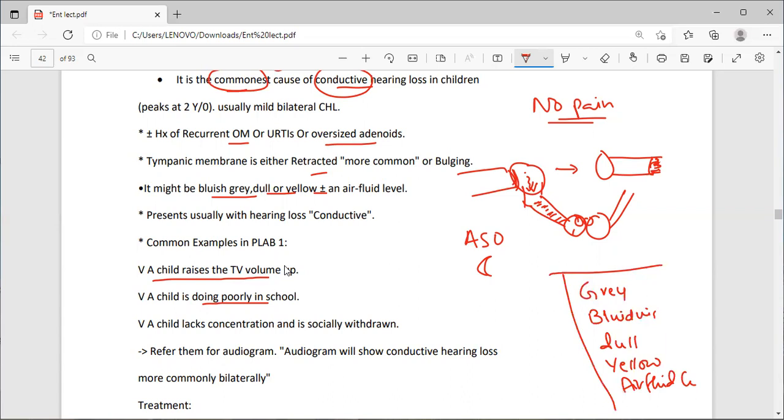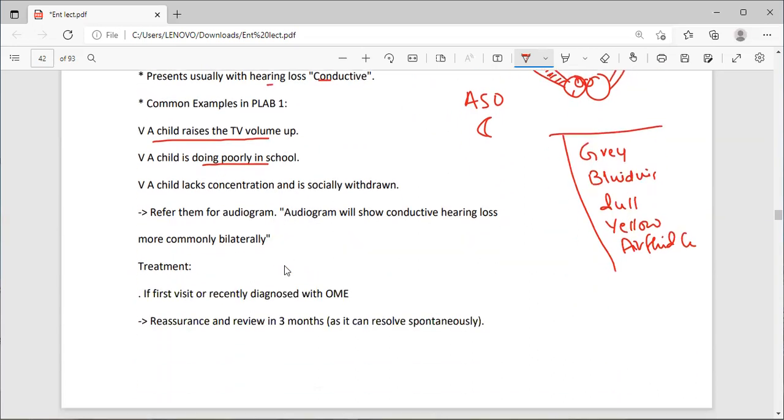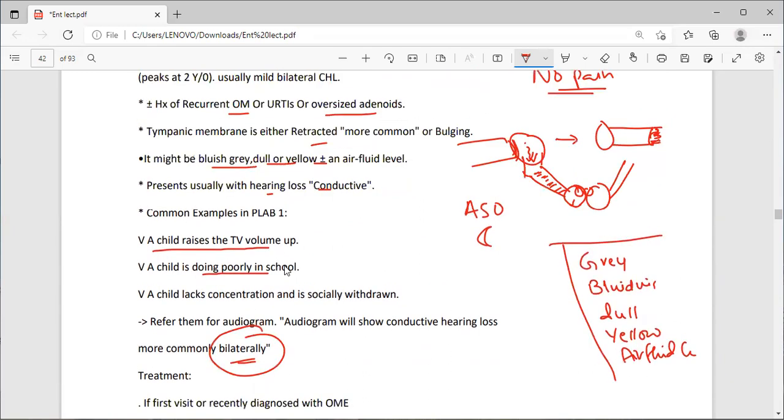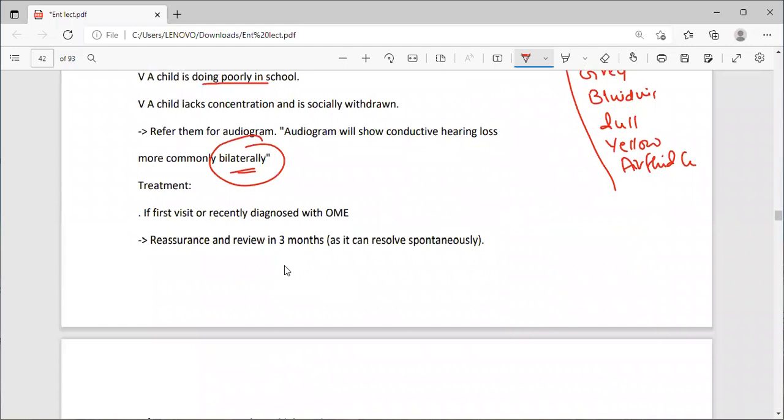So the patient presents usually with hearing loss, which is conductive. Common examples are a child raising the TV volume up, a child doing poorly in school, and a child who lacks concentration and is socially withdrawn. Referred for audiogram, the audiogram will show conductive hearing loss, more commonly bilateral. This is more commonly bilateral because the disease is symmetrical and the eustachian tube on both sides will be blocked.